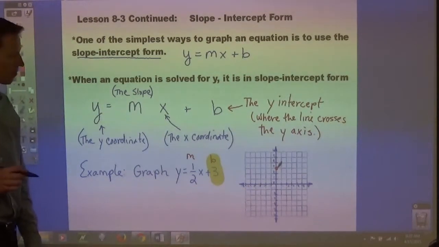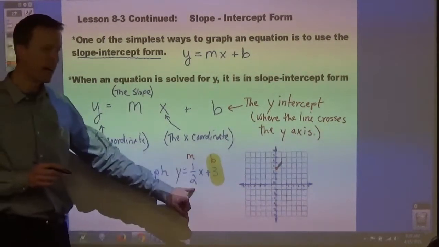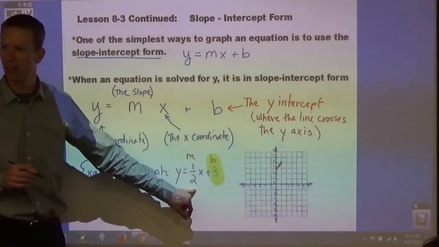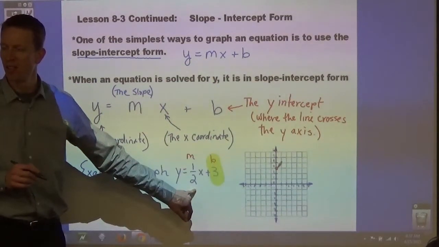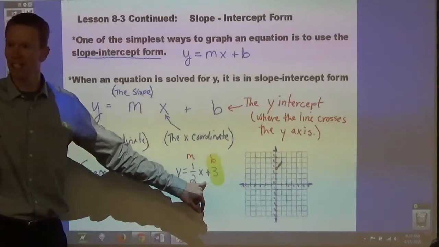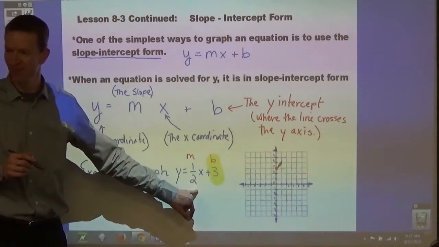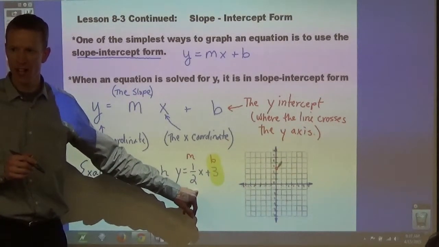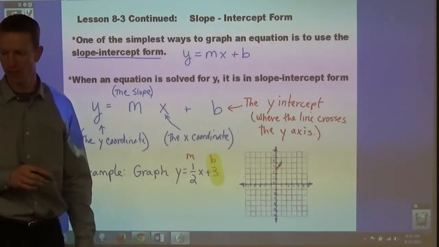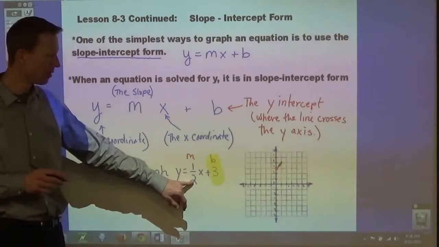Okay? Now we're going to use m. What is m, John? It is the coefficient and the slope. It's the coefficient of x and the slope. Exactly. Yep. It's the coefficient of x and the slope in the equation. How are we going to use the slope to graph a line?